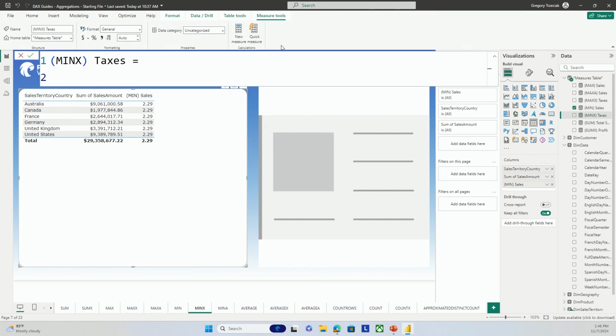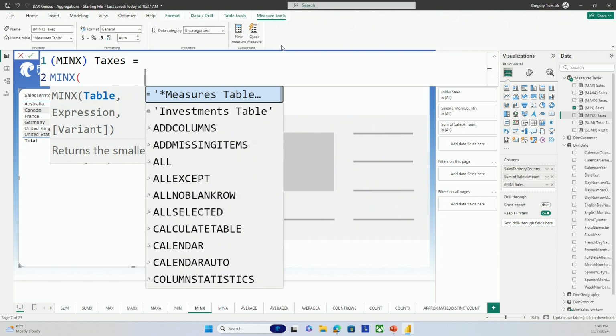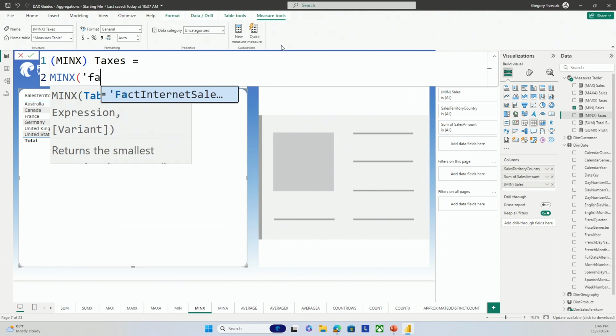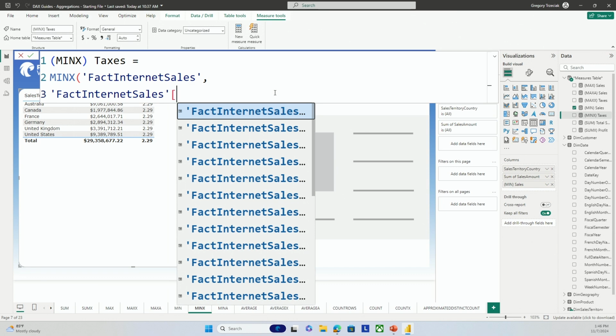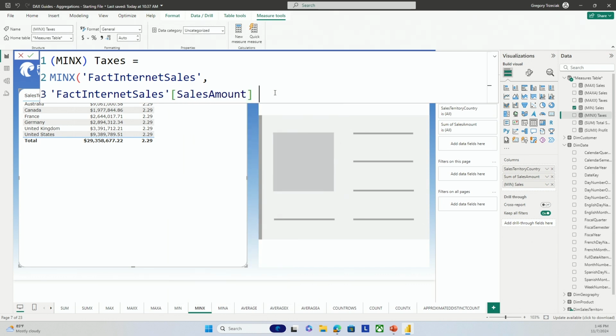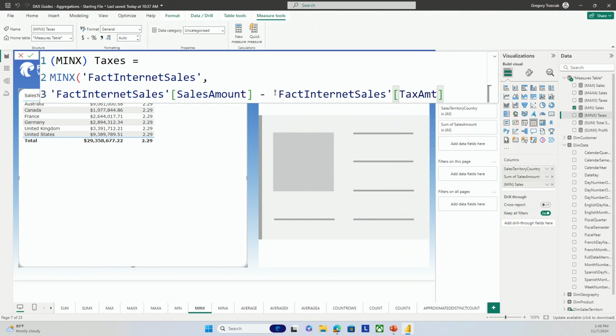All right, so now I'm going to go ahead and put in my MINX. I'm going to find in this the smallest value while providing my table and then my expression. So we're going to do the FactInternetSales table to iterate across. And we're going to consider what is the sales amount minus the taxes. Each sales amount is different. Each tax amount is different. We need to assess that down the table and get our result. So we'll bring in FactInternetSales sales amount, subtracting the FactInternetSales tax amount.